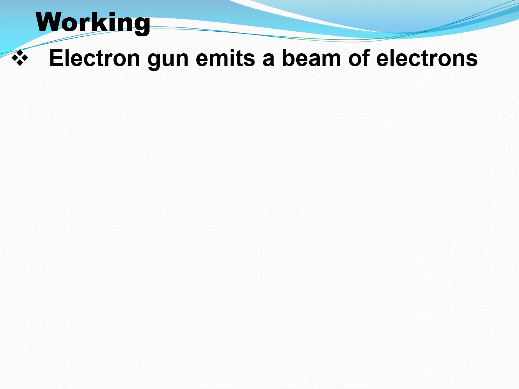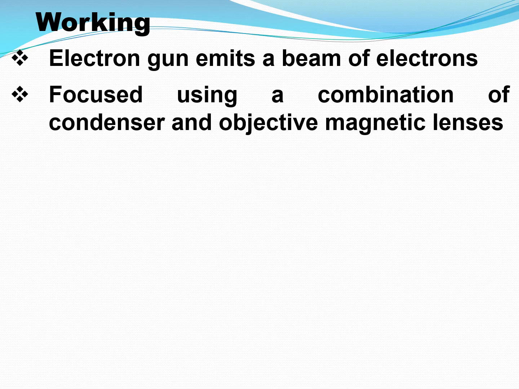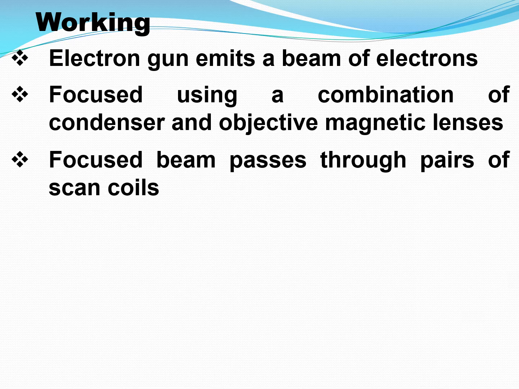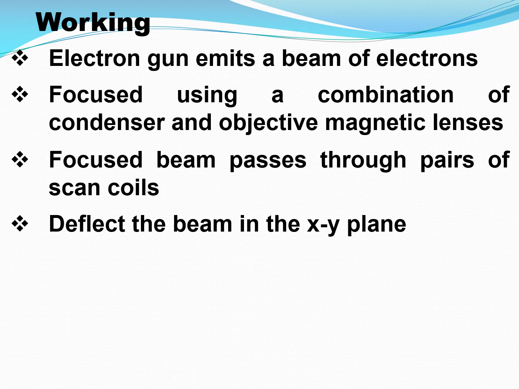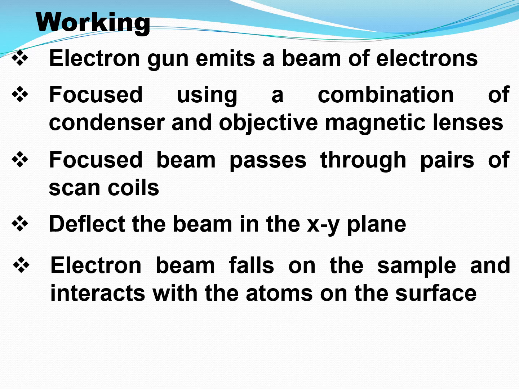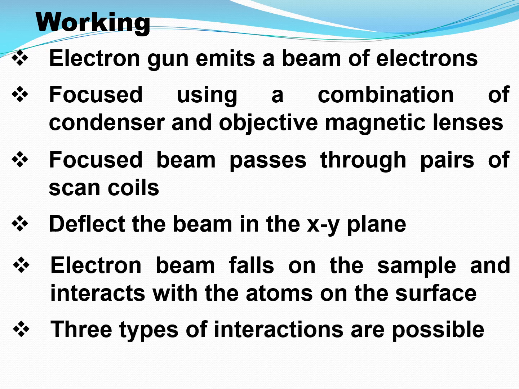So let us look at the working. Electron gun emits a beam of electrons. It is focused using a combination of condenser and objective magnetic lenses. The focused beam passes through pairs of scan coils which deflect the beam in the XY plane. The electron beam falls on the sample and interacts with the atoms on the surface. Three types of interactions are possible. Now what are these three types of interactions?